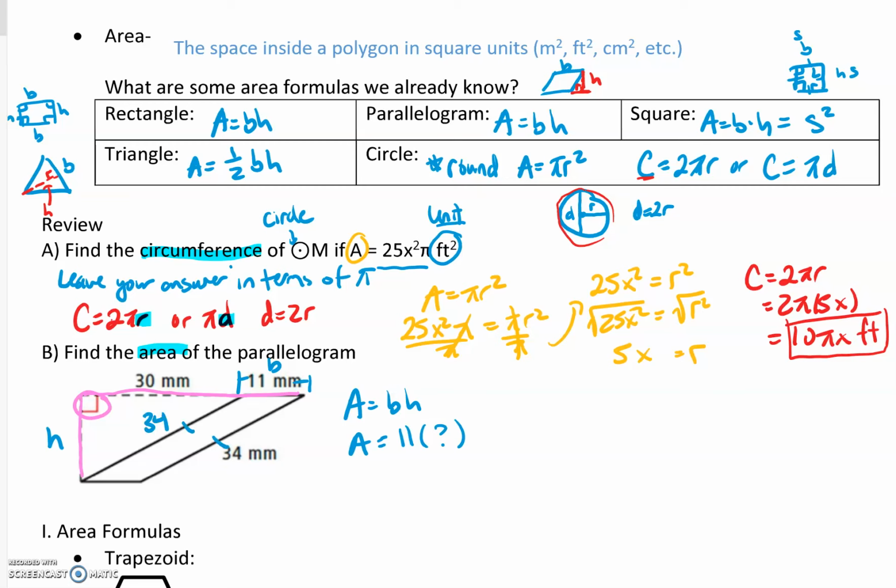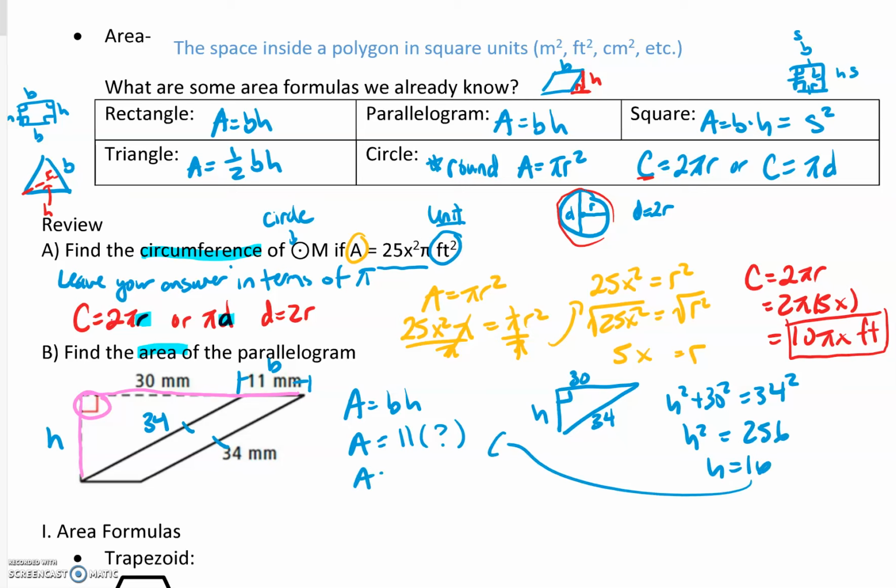I'm missing one side of this right triangle. What did we just review in the last unit to help us solve that? The Pythagorean Theorem, right? h squared plus 30 squared equals 34 squared. If I solve that, I'm going to see h squared is 256, h is 16, and now I can find my area. So 11 times 16 gives me 176, and don't forget your units. Area is square units, so square millimeters.